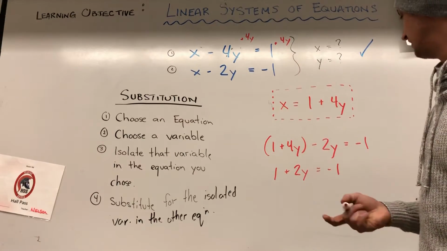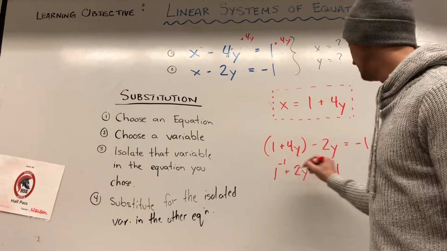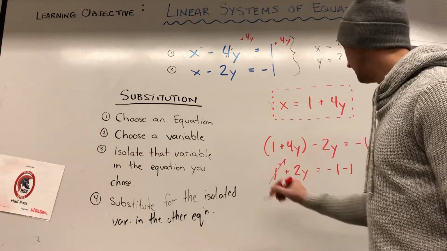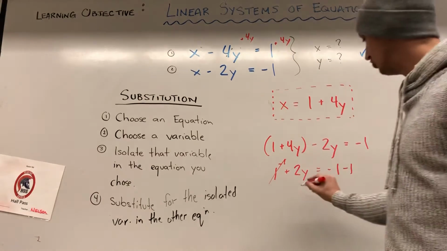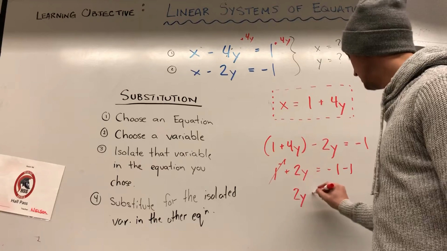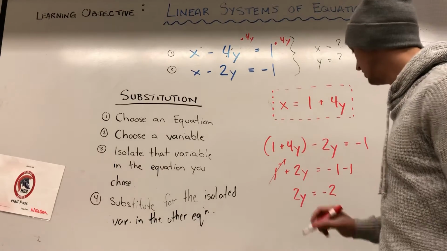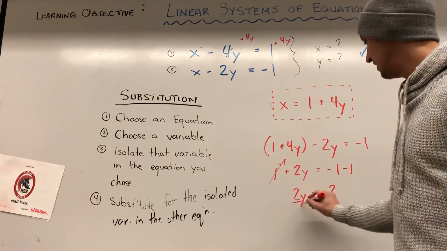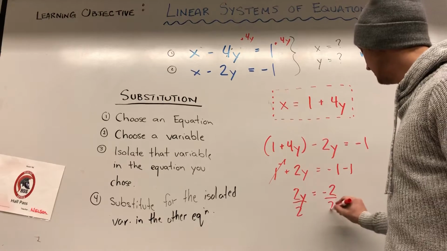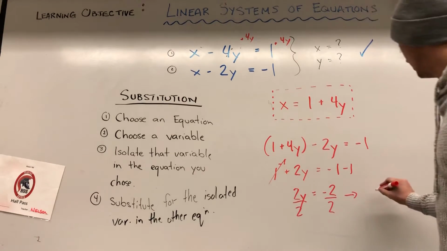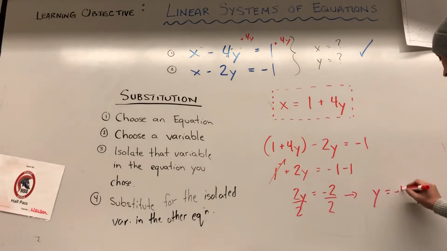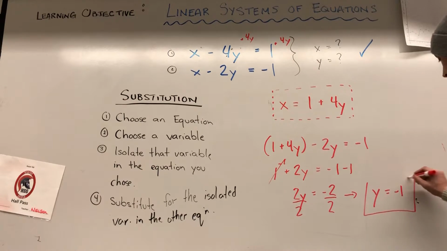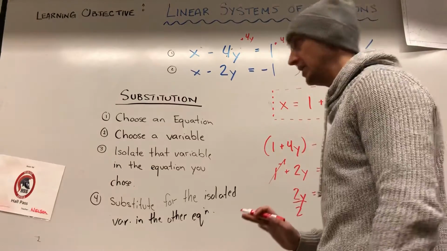Now I'm going to isolate for y. So I'm going to get rid of this 1 on the left by subtracting it on either side. And I get 2y is equal to negative 2. And then I divide by 2 on each side. And I get y is equal to negative 1. Boom. Okay, so I figured out what the y coordinate of my intersection is.